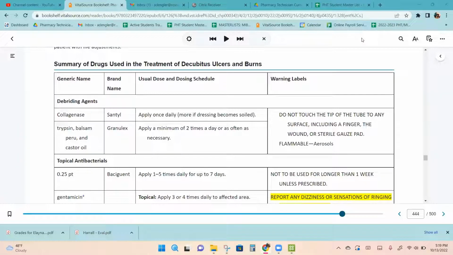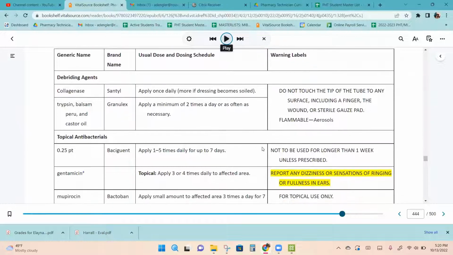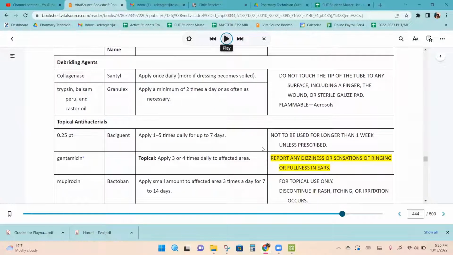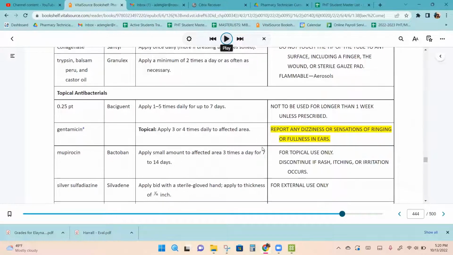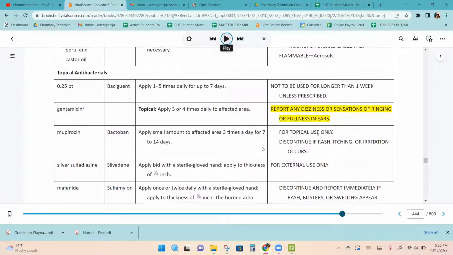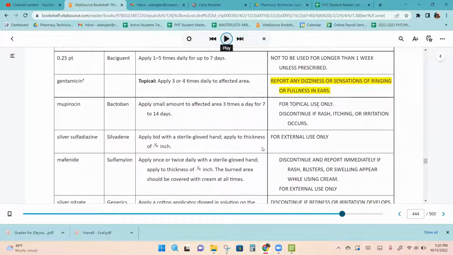Now we have the summary of drugs used in the treatment of decubitus ulcers and burns. So we went over all these, but we'll talk about the warning labels. For the collagenase and the Granulex, which are debriding agents, we are not going to touch the tip of the tube to any surface, including a finger, the wound, or a sterile gauze pad. The aerosols are flammable. For topical antibacterials, they should not be used longer than 1 week unless prescribed.